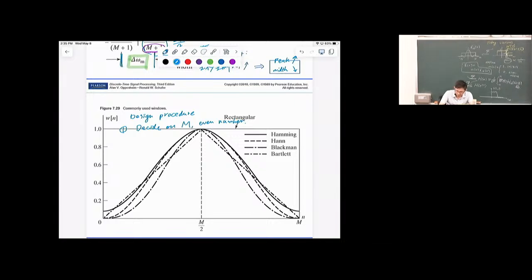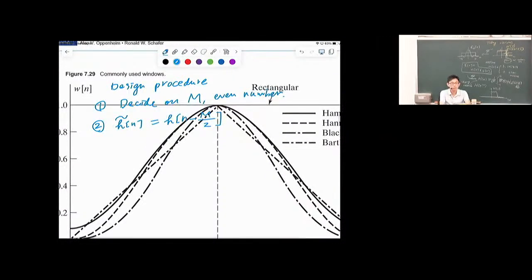And then second step, you want to shift your ideal response to the right by M over 2 samples. Is that clear? By M over 2 samples. We want to shift it to the right. So now the edge becomes 0. Is that clear? Decide on your M first and then shift it to the right by M over 2, so that now your window can start at time 0.